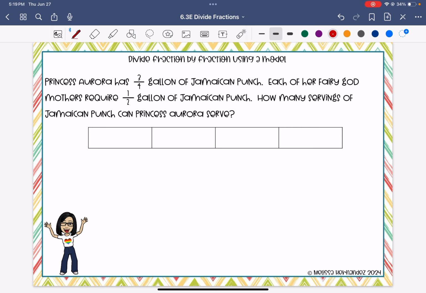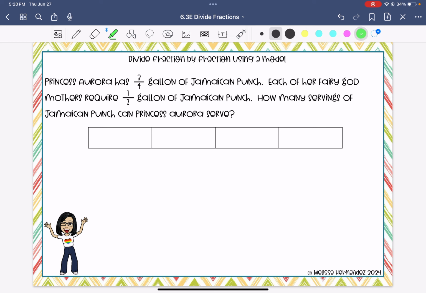All right, so let's do one more example for this video. Okay, Princess Aurora has 3/4 gallon of Jamaican punch. Each of her fairy godmothers requires half a gallon of Jamaican punch. How many servings of Jamaican punch can Princess Aurora serve? So we have 3/4, and we need half a gallon for each serving.